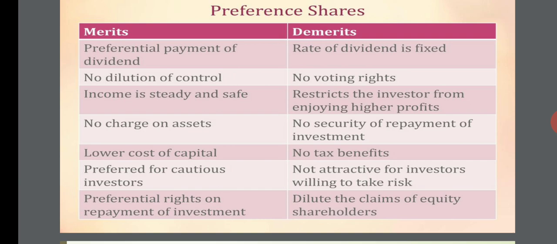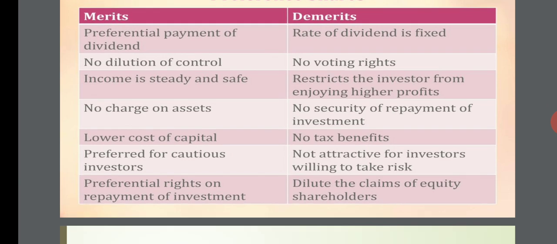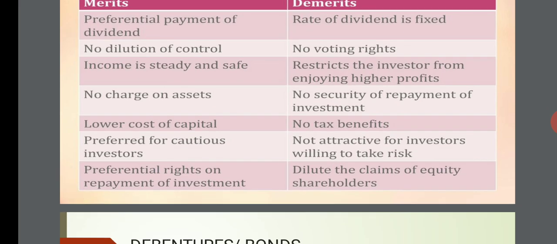Then the demerits: the rate of dividend is fixed, so the company is always obliged to pay it. It is a fixed obligation. No voting rights, which restricts investors from enjoying higher profit; they would have got more profit if they had invested in equity shares. No security of payment of investment: if the company goes down, everything is lost because they have a charge after debt. No tax benefits are available to the company, as preference dividend is paid after tax. Not attractive for investors willing to take risk. It dilutes the claims of equity shareholders.